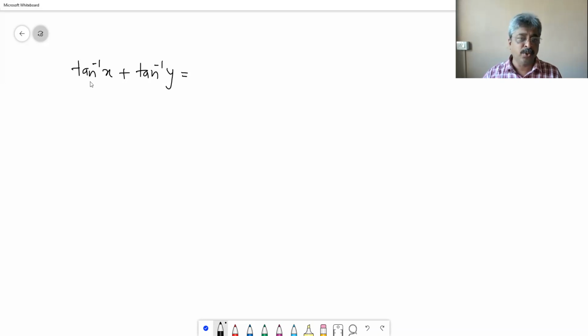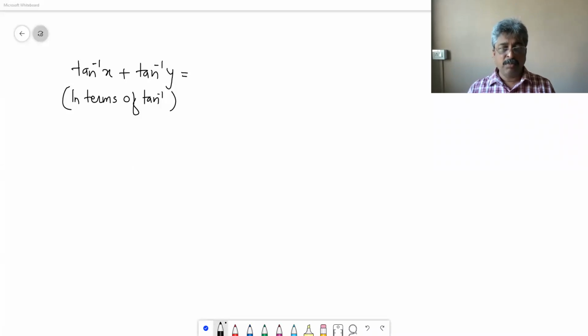So I am asking you a question where some angle plus some other angle is equal to how much? What is given to you is only this LHS, the value of x and value of y. We are supposed to come out with the correct answer very quickly. I give you 10 minutes to find it out on your own.